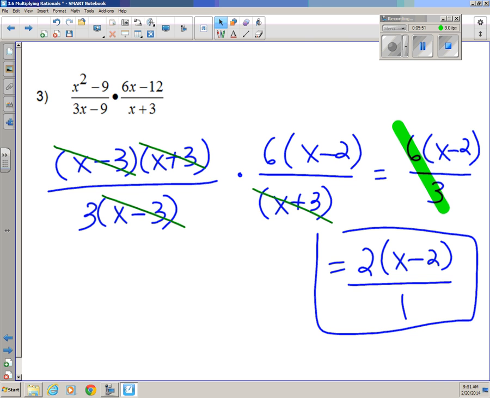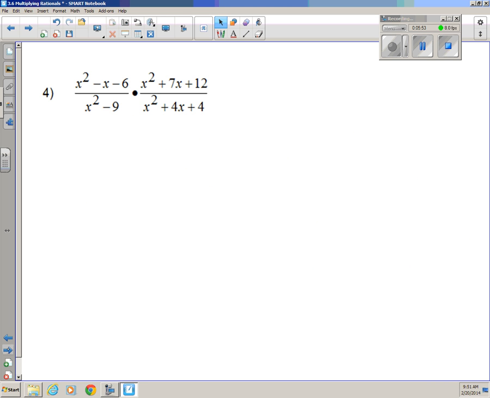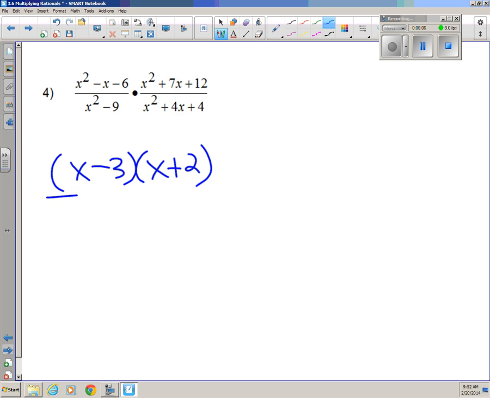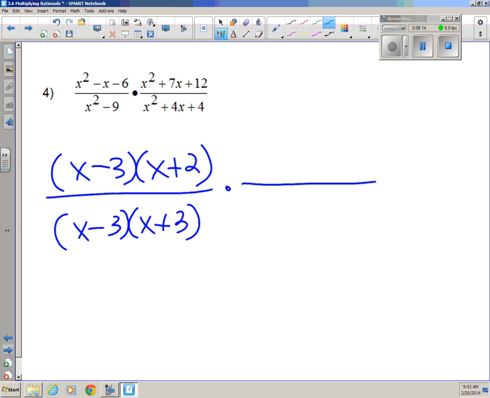Let's take a look at number 4. I can factor all of these. The top is difference of squares. No, it's not. I keep saying that. The bottom is difference of squares. The top left is trinomial factoring, and that's going to be x minus 3, x plus 2. The bottom is difference of squares, x minus 3, x plus 3. The top right is trinomial factoring, x plus 3, x plus 4.